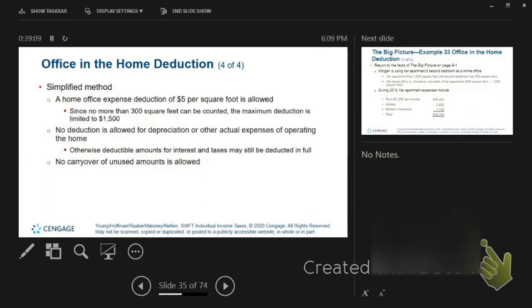The simplified method, this is what I was talking about. The most square footage you can use for the simplified method is 300 square feet because the maximum deduction is $1,500. But the nice thing about it is if you have a small space like that 120 square feet I talked about, you take that times $5 and you're done. You don't have to worry about anything else in calculating all of the utility bills and the cell phone. And sometimes this gets you more money than doing it the other way. And you don't have to say, well, I didn't actually spend that much. You can just say, oh, it's 120 times $5.